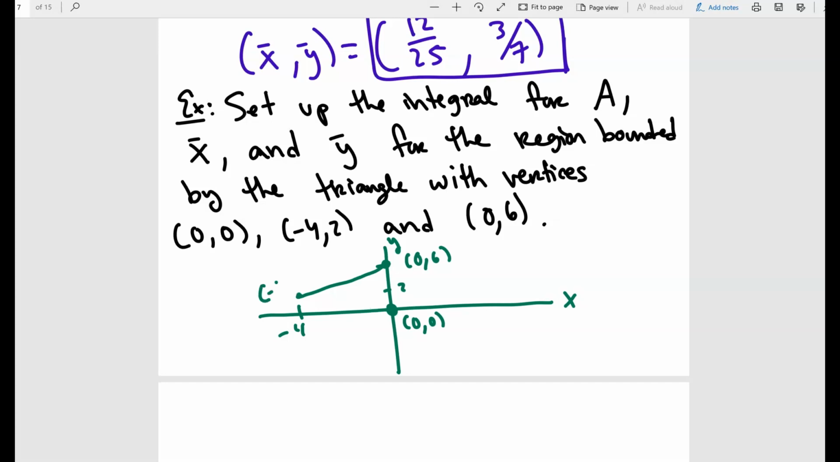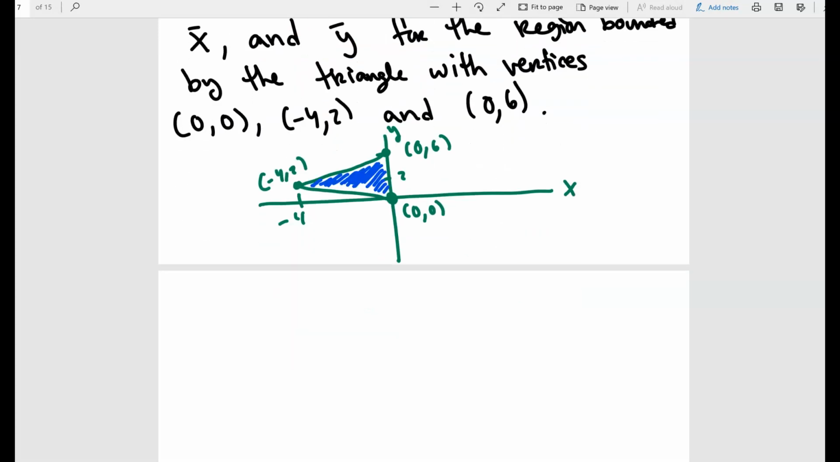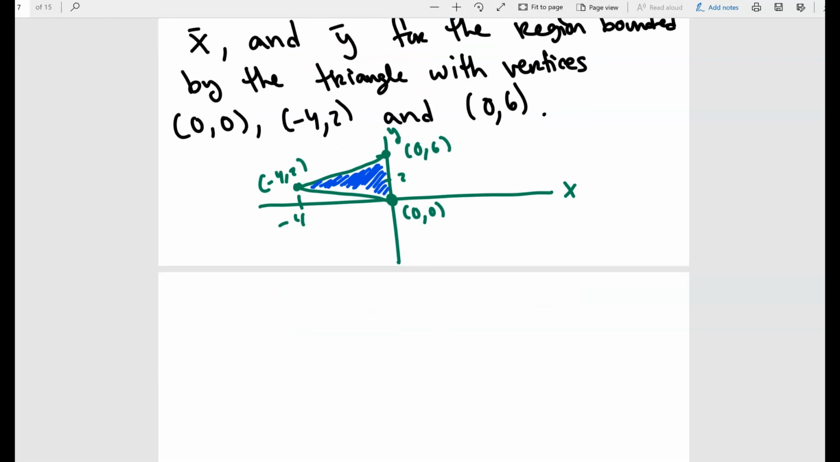Okay, (-4, 2). And what we want to figure out is the center of mass, or just set up the integral. We're not doing the whole thing, we're just setting it up. And for this region that's bounded by this thing, okay? All right. So the first thing that we got to do is that you can see that there's something above it and something below it.